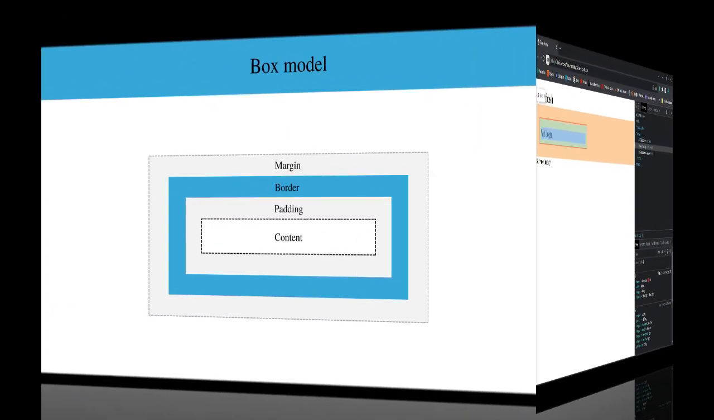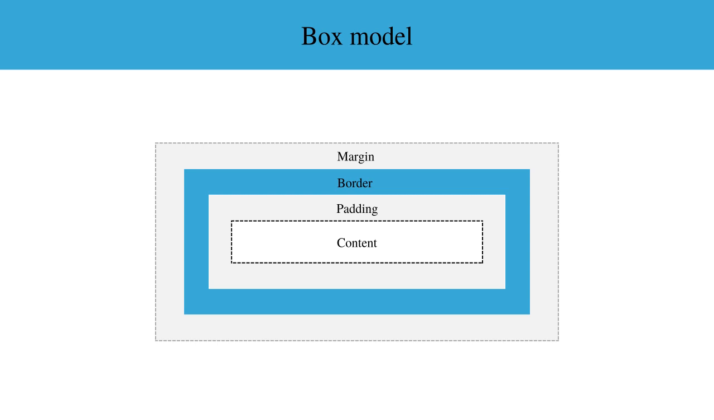Now we will discuss the box model. The box model contains margin, border, padding and content. You can see the box model in the slide. The content block contains text, image and many other things. Further, the padding creates a space around the content. Then, the border specifies outside of the padding. The margin creates space around the whole element.